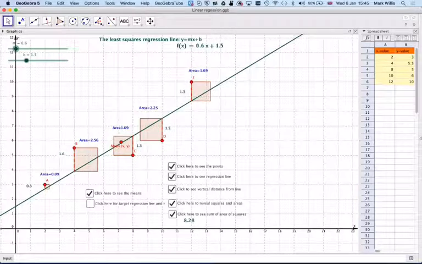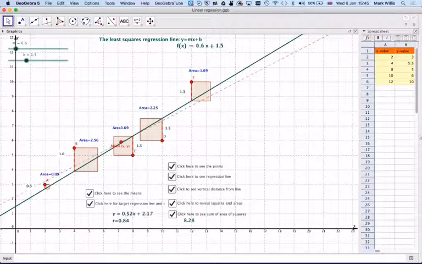Obviously it's very difficult to do by eye, and that's not a bad effort, but it's not exactly correct. So we have to have a way of calculating what this is, and so the idea is to keep the sum of all these areas of these squares to be a minimum. So this is why it's called the least squares regression line. y is equal to mx plus b.